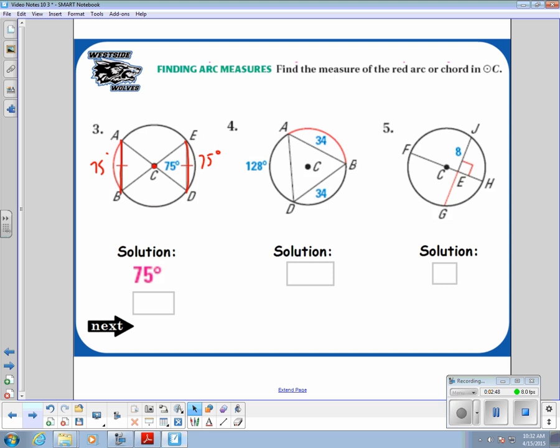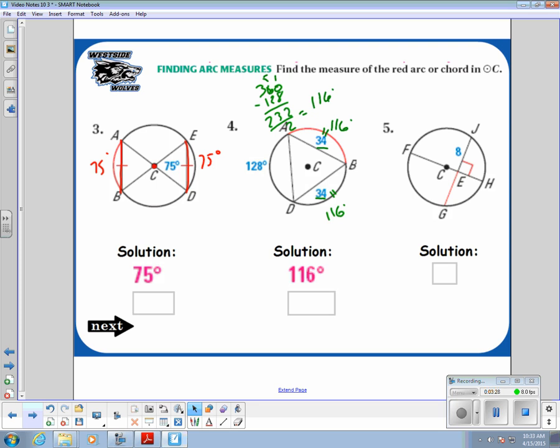If we look over here, we notice that this chord and this chord are the same length. That means this arc and this arc are the same measure, but we don't know what either of those arcs are. We do know a whole circle is 360 degrees, and we have a 128-degree arc there. So I get 232 left for two arcs. I divide that by 2 and get 116 for each arc. So this is 116, and therefore this is 116. That's where we get our answer of 116 degrees for arc AB.